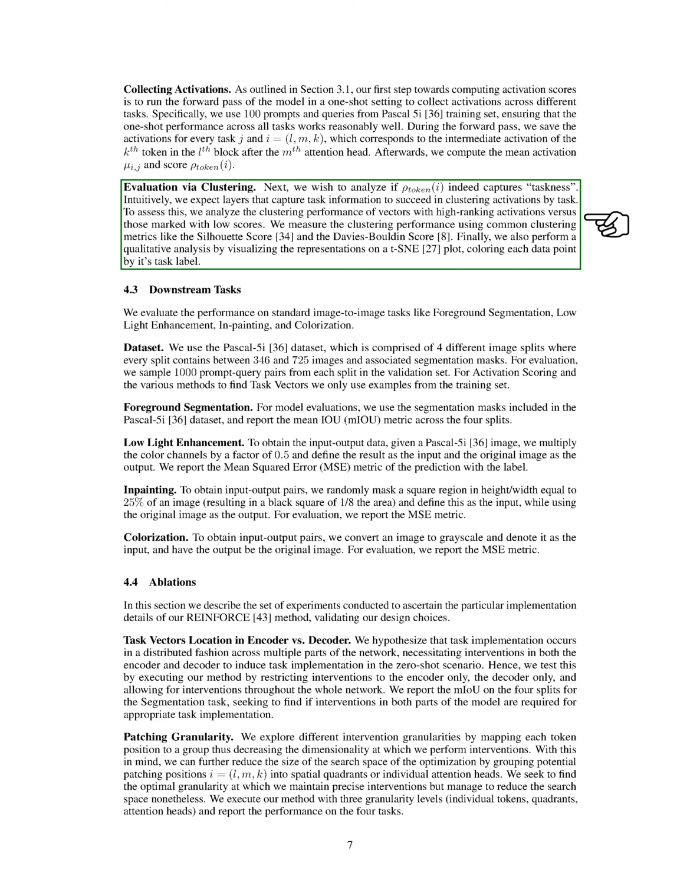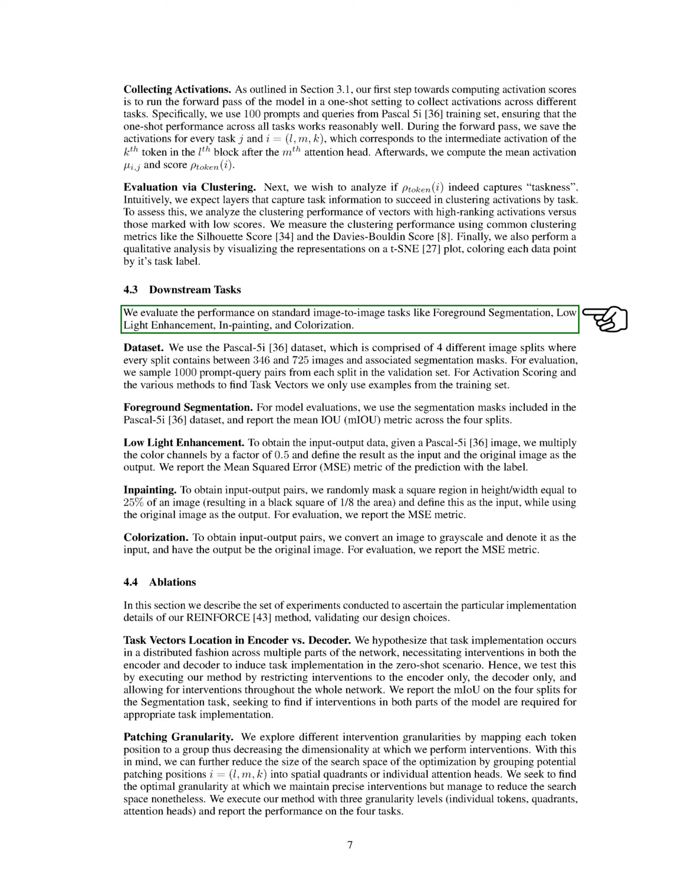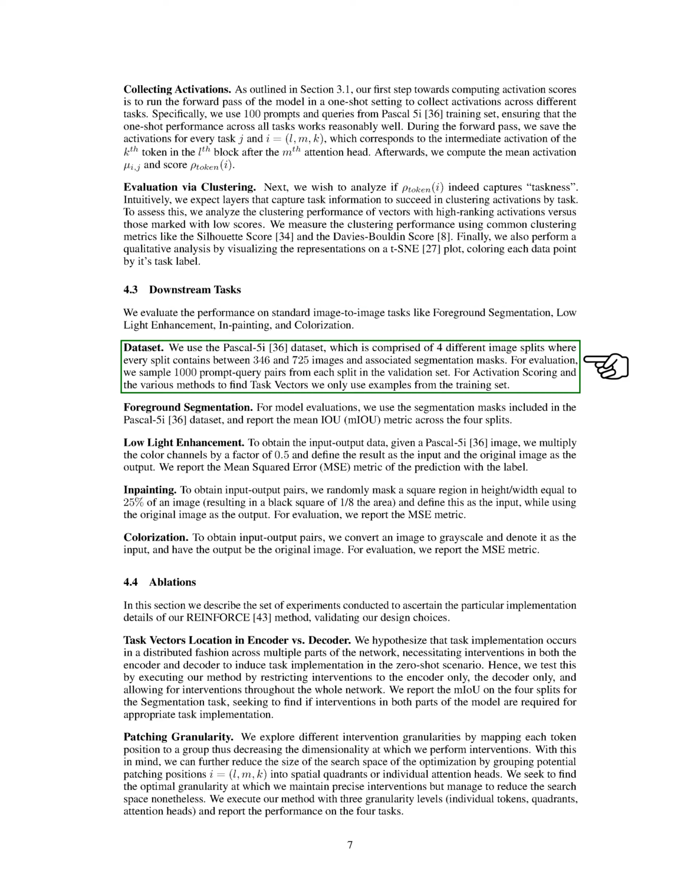Section: Downstream tasks. In this section, we assess our model's performance on various image tasks such as foreground segmentation, low light enhancement, inpainting, and colorization using the Pascal 5i dataset. The dataset consists of 4 image splits, each containing between 346 and 725 images with segmentation masks. We randomly select 1,000 prompt query pairs from each split in the validation set for evaluation.